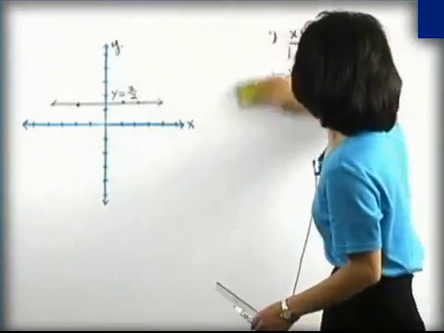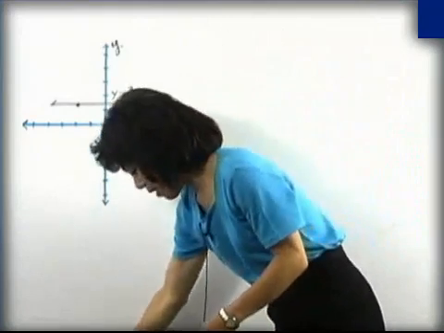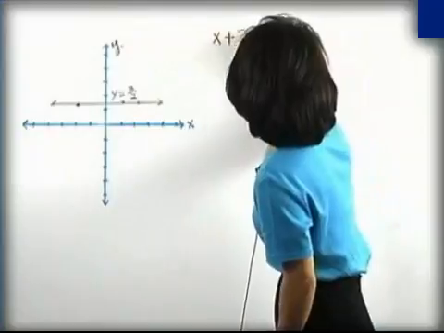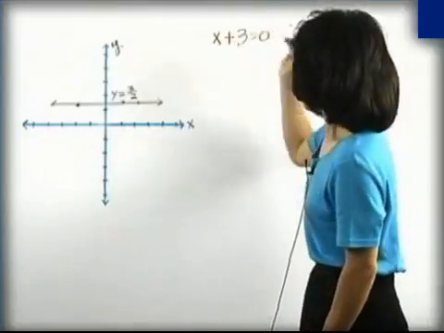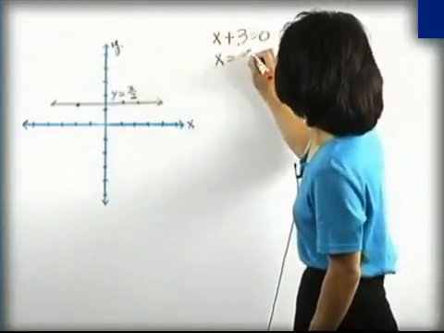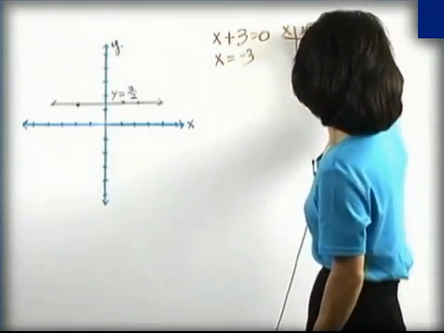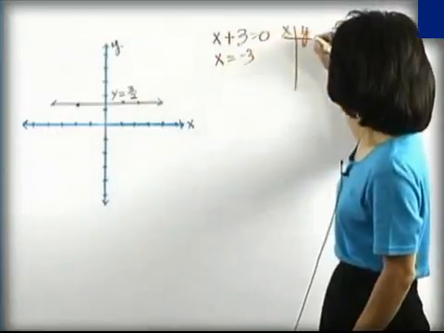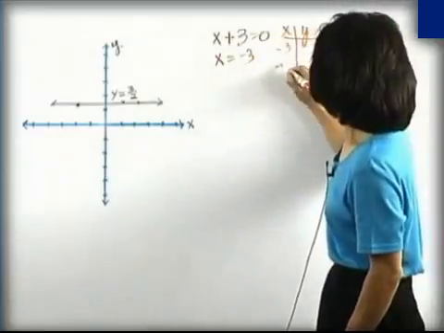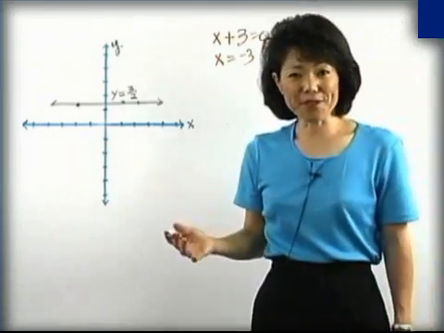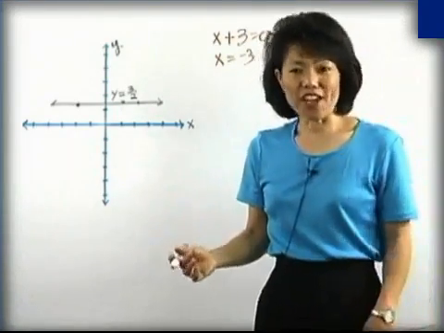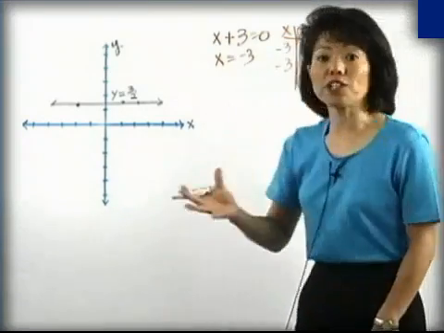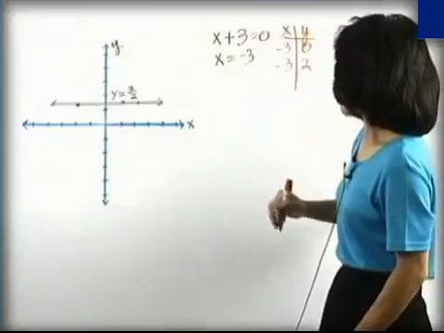What happens if instead of the x being missing, the y is missing from our equation? Let's graph x plus 3 is equal to 0. Solve this equation for x. x is equal to -3. Now, again, this equation tells me that it doesn't really care what y is. All it really cares is that x always has to be -3. So again, it's your choice to choose values for y. So let's just choose 0 and 2. It doesn't matter what you choose. Let's see what happens when we plot these points.